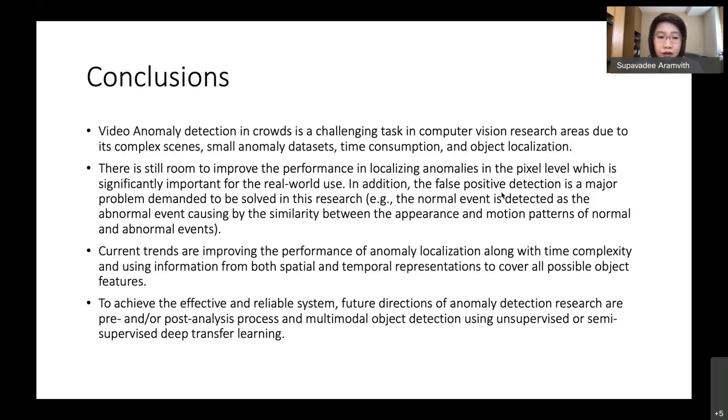The current trend is improving the performance of anomaly localization along with the time complexity, so it can be used in real time. We still need to use representations from both spatial and temporal aspects to cover all possible object features. And to achieve an effective and reliable system, feature detection would relate to the pre- or post-analysis process, and multi-modal object detection using anomaly or supervised or semi-supervised deep transfer learning.